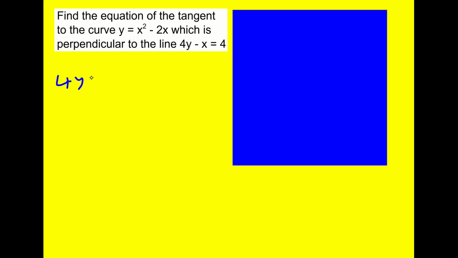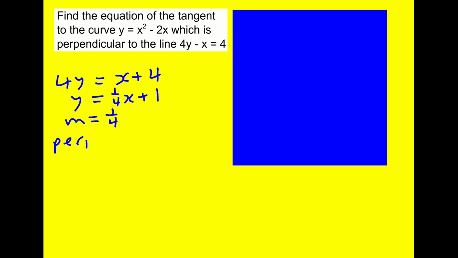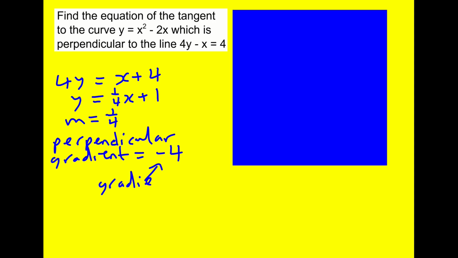So 4y is equal to x plus 4 if I rearrange it, and y is equal to a quarter x plus 1. So the gradient of this line is going to be a quarter. Now I'm told the tangent is perpendicular to this. So the perpendicular gradient is going to equal -4. In fact, the negative reciprocal. And this is also going to be the gradient of the tangent. So I've had to sort of decipher this and figure that out.